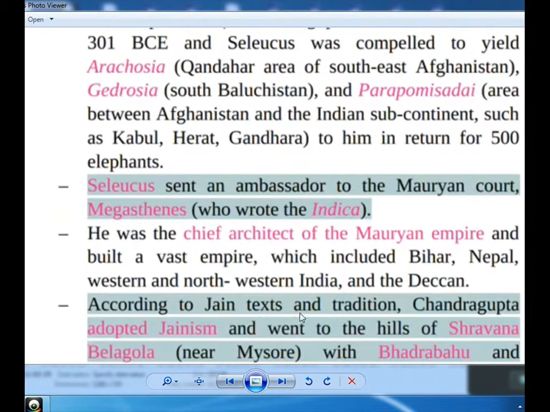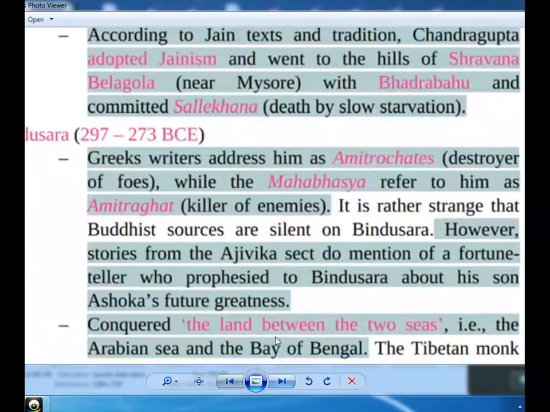According to Jain text and tradition, Chandragupta adopted Jainism and went to the hills of Sravana Belagola near Mysore with Bhadrabahu, and committed Sallekhana, death by slow starvation.